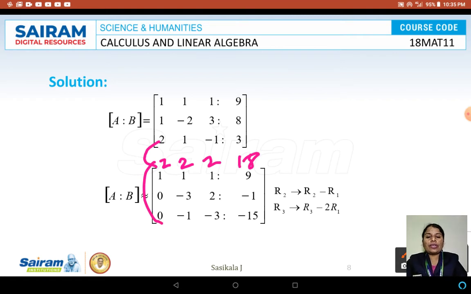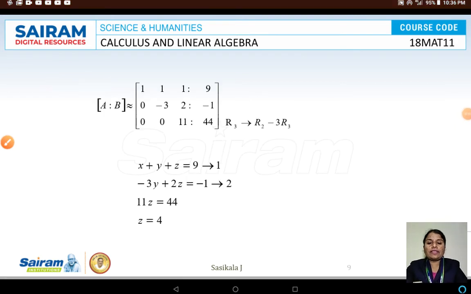The next one, 1 minus 2 will give minus 1. And then minus 1 minus 2 will give minus 3. Then 3 minus 18 will give minus 15. That is what has been written from these equations. Okay, so now you can go to your next step.